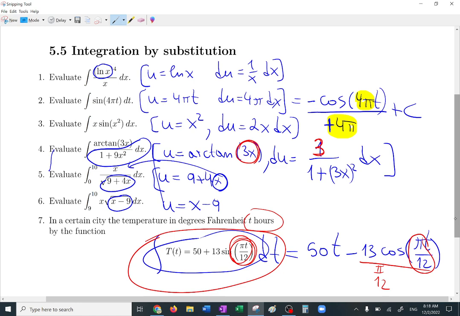Yes? For number 5, you just set it equal to 0. For number 5, no, you actually solve for x in terms of u. So x will be u minus 9 over 4. And then you're going to plug that into the numerator, and so on.